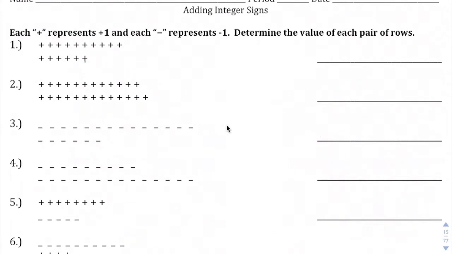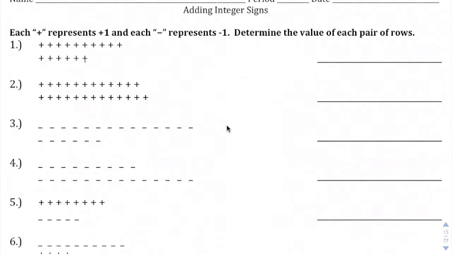The goal is to get to the place where we can add integers. But we're going to start by using some symbols to help us represent them and understand what's really happening when we're adding integers. So here in number 1 we've got a stream of plus signs in 2 different rows. If every plus sign represents a plus 1, and in future problems every dash or minus-looking symbol represents minus 1, we're going to give a value to each row.